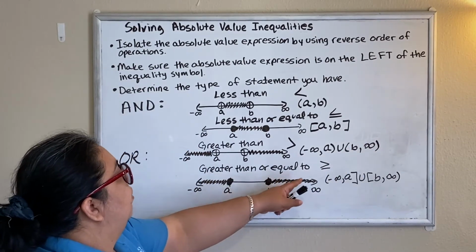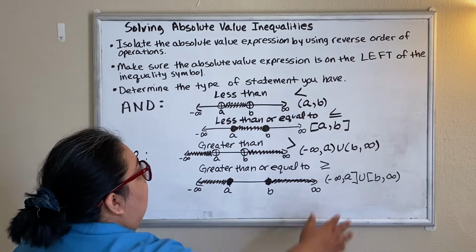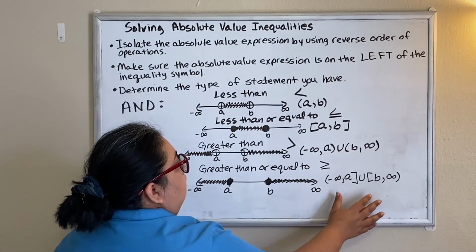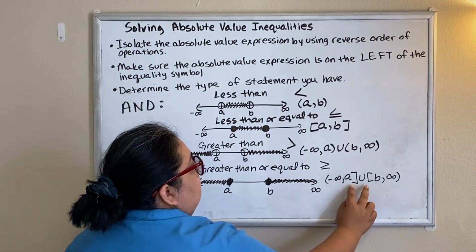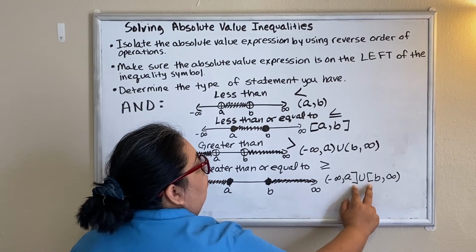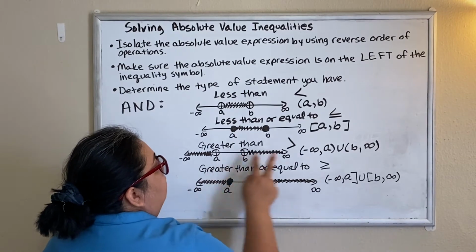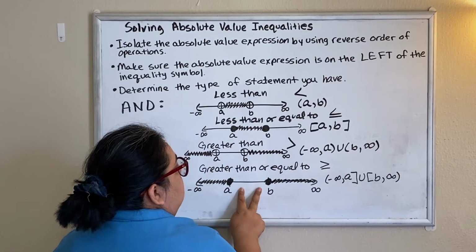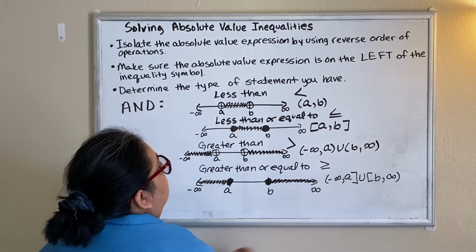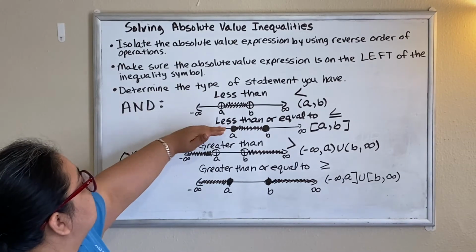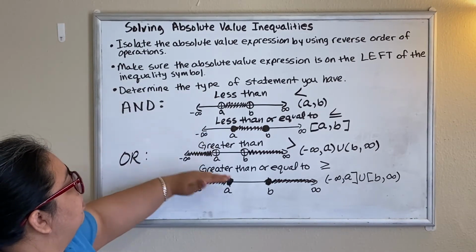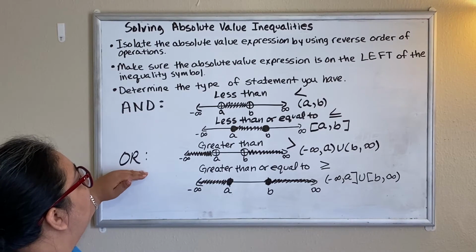Now with greater than or equal to, it's exactly the same. The only difference is that in the middle at A and B, we have brackets because these are closed. These are open, so we have parentheses. These are closed, so we have brackets. So remember, less than or equal to is and, greater than or equal to is going to be or.